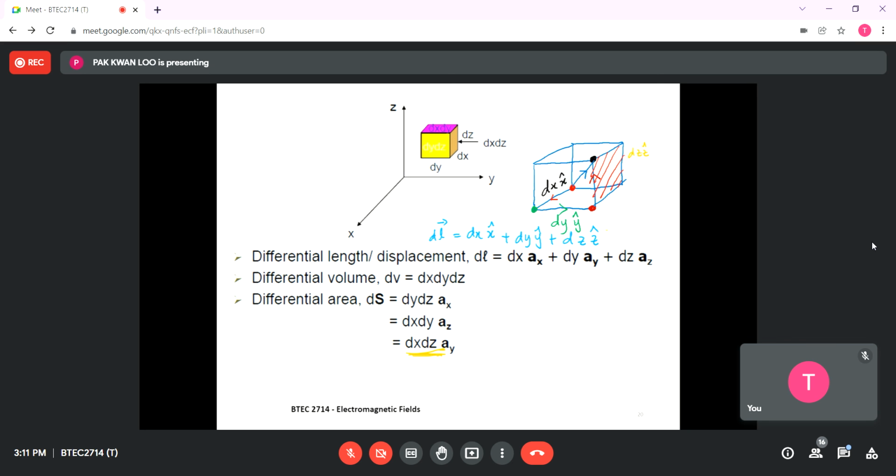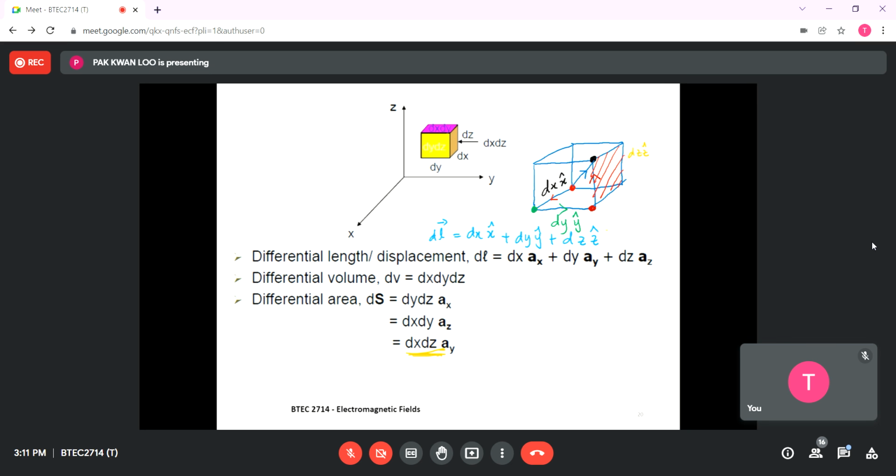Do you get what I'm saying? This is important for you. This is important because we are going to apply this simple understanding when we deal with the calculation of the electric field or magnetic field. So do you understand what I have explained so far?